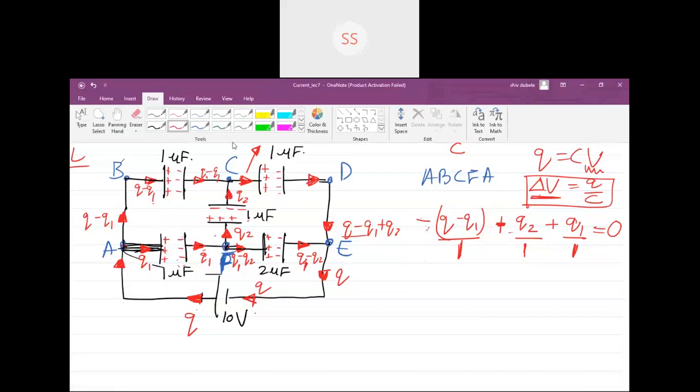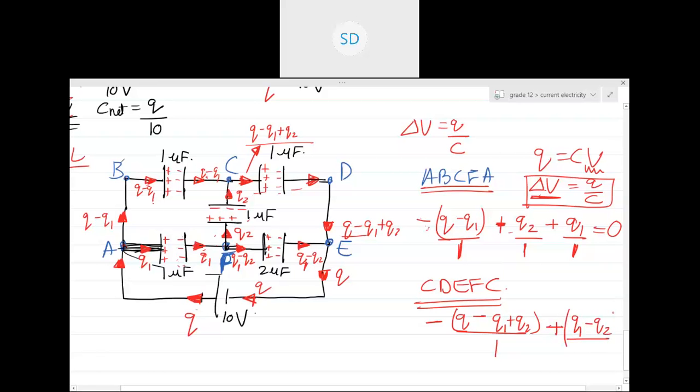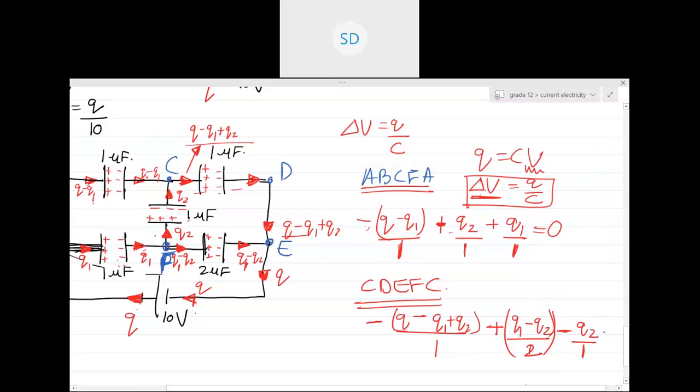Next equation, guys. Minus Q2, minus Q, minus Q1 plus Q2, divided by 1, plus Q1 minus Q2 divided by 2, plus... Can you see the charge over here, Q2, and we are entering from positive, hence negative over here.